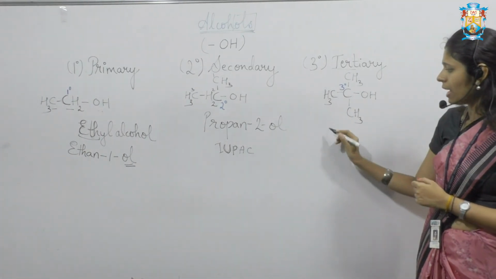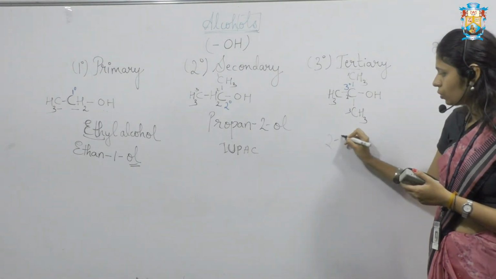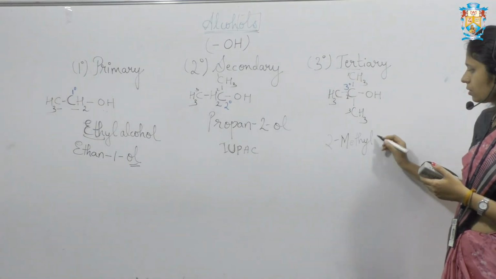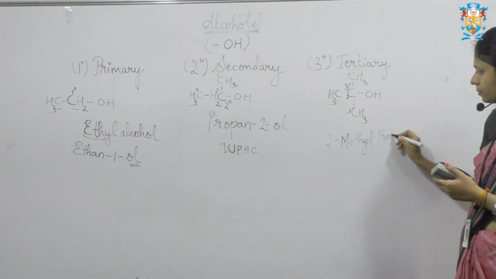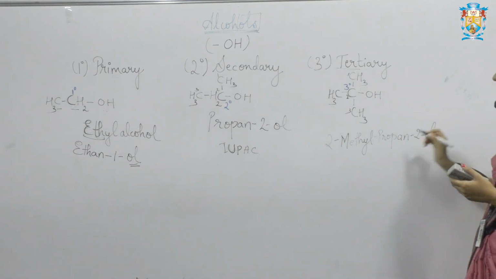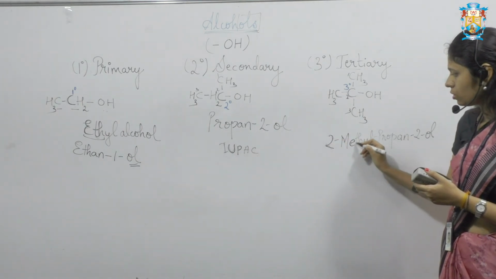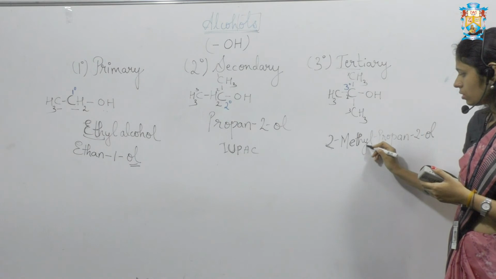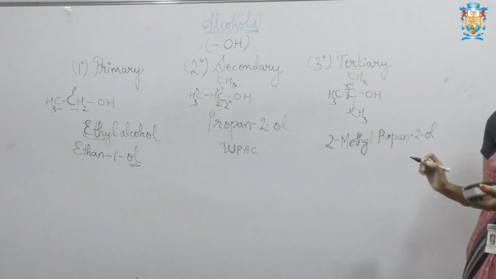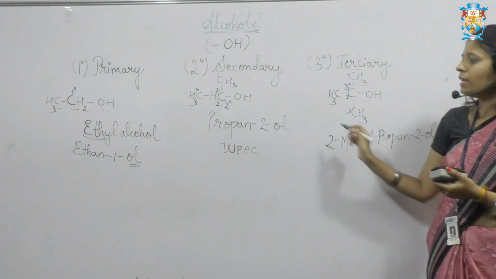Similarly, for this one, at the 2 position you have the CH3 group. So I will write 2-methylpropan-2-ol. So this is the name, and this is how we name the alcohol in the IUPAC manner.